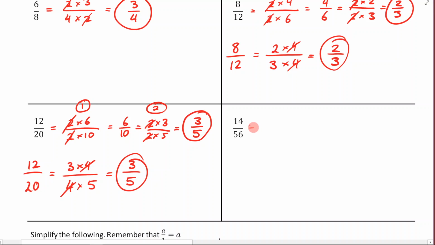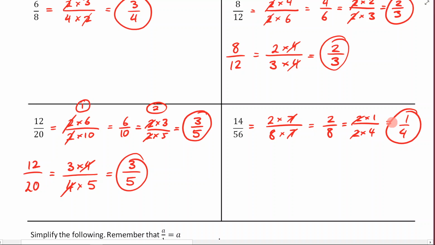All right, last one, 14 and 56. 14 can be broken down into 2 and 7, and 56 can be broken down into, what's that going to be? I think it's going to be 8 and 7. So this 7 will cancel with this, then I'll be left with 2 on 8, and then from 2 on 8, I could say this could be broken down even more. This could be 2 times 1, and this could be 2 times 4, in which case these 2's will go away, and I'll be left with 1 on 4 as my answer.